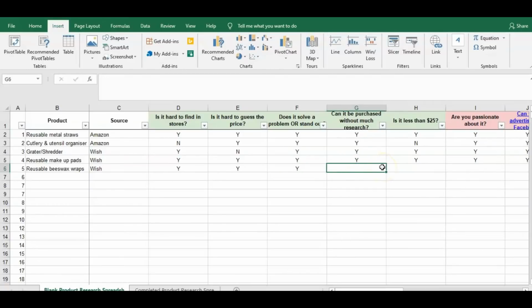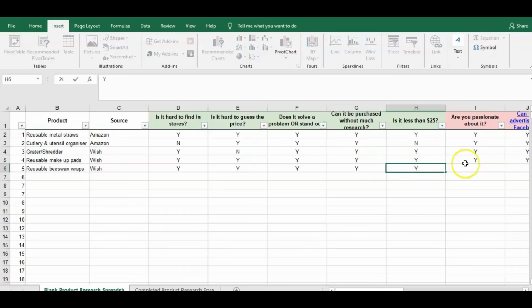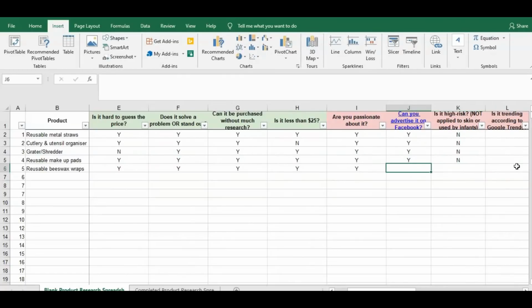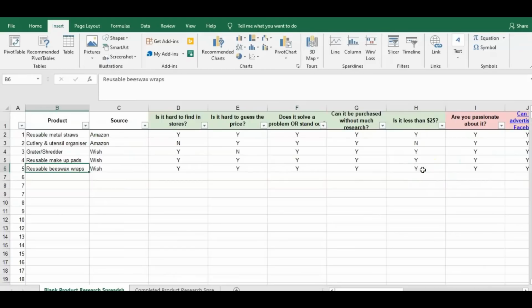I don't know. You might research them. I'm unsure about that. But you can purchase it without much research. People may research, but you can just purchase them there on the spot. Obviously, I am passionate about them because I love all things reusable and vegan and so on. It's not high risk. It probably is trending. I can probably guess that even without further investigation. So we're not going to look on Wish anymore, but you get the idea. This is how we're trying to build up this picture of our potential products, products that could be really interesting for our store.